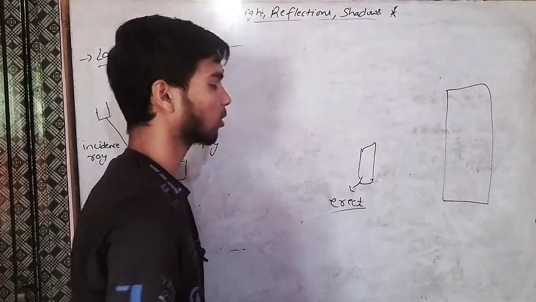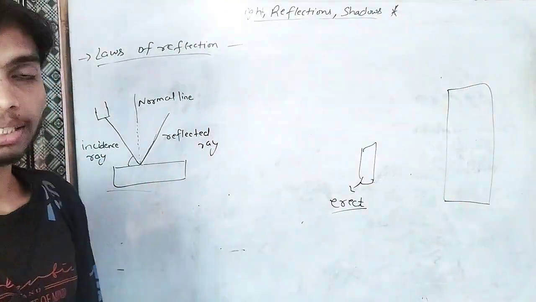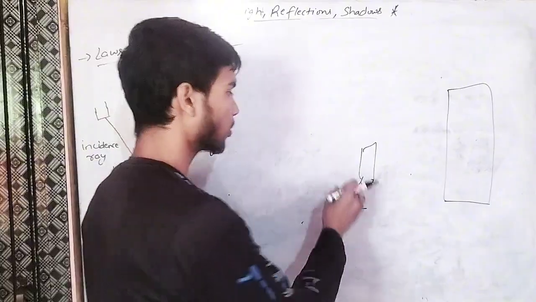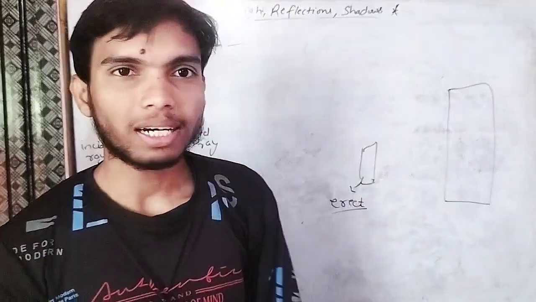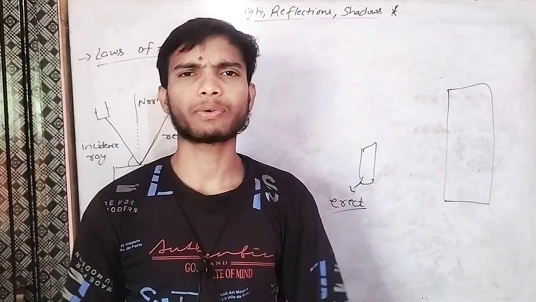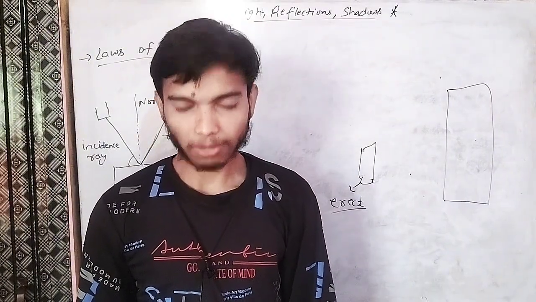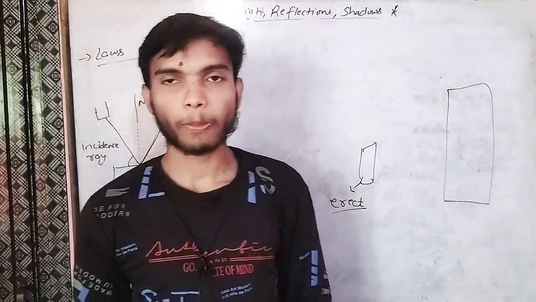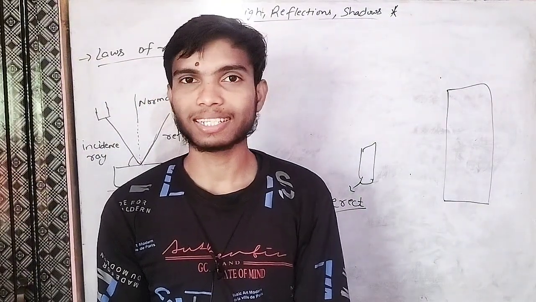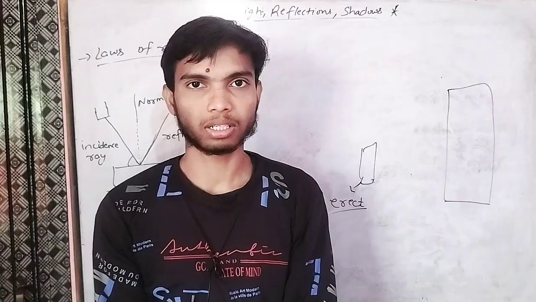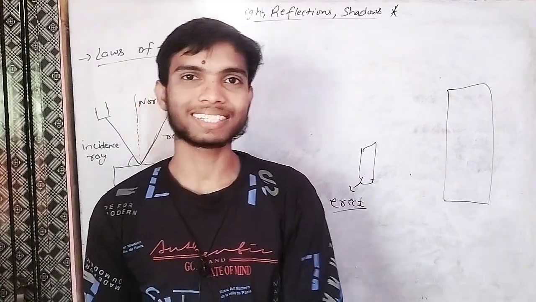This is erect. Got it? How is it erect? When can we say that it is erect? Because we are straight in front of a plane mirror. Then our image will be erect, because we can see our image is straight. Erect means straight.